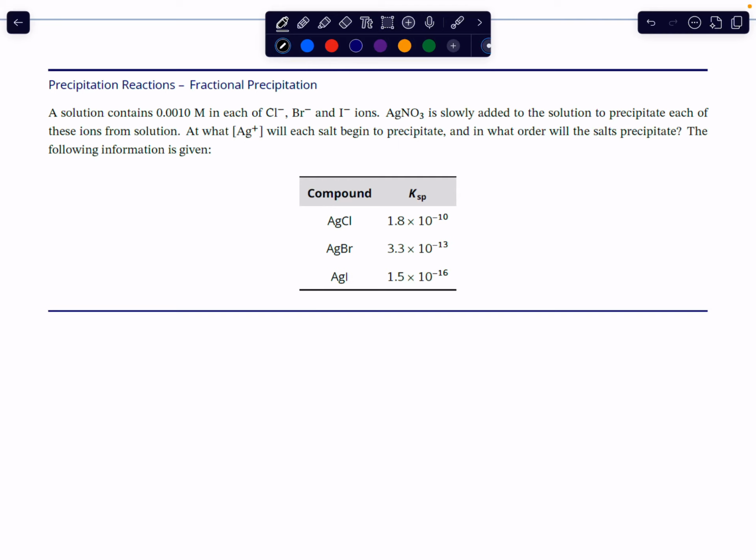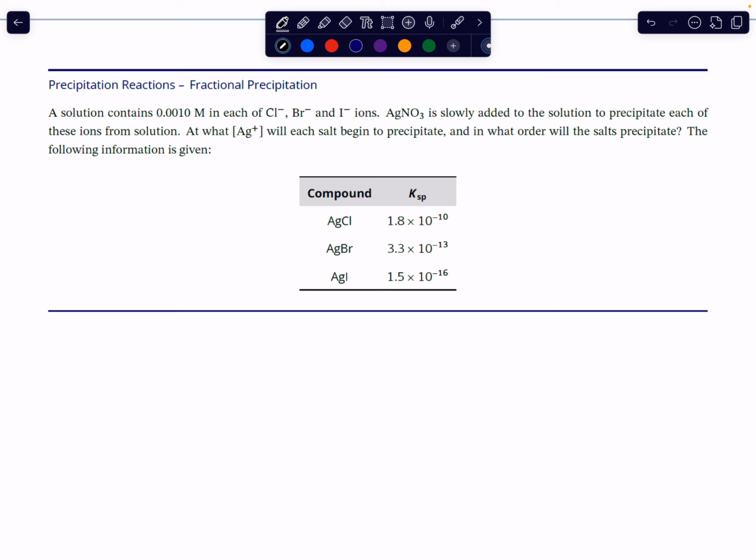Hello everyone, so let's look at some precipitation reactions and specifically at the idea of fractional precipitation, which is where you have a mixture of ions and then you use the addition of a different species, a different ion, to separate those ions, meaning fractionally remove them from solution using their solubility to your advantage. So we're going to investigate how we can do that.